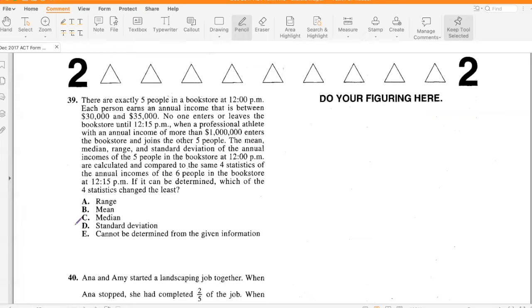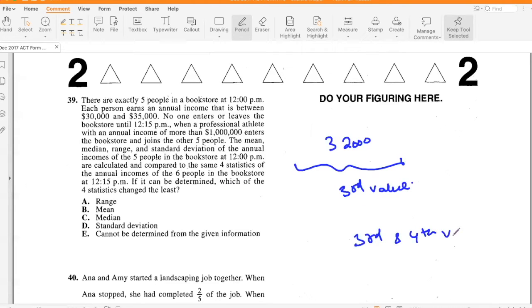So I think the median would change the least, right? Because for the 5 people, the median would have been the third value, something like, let's say, 32,000. Just a guess. And then when this athlete who earns $1 million comes, for the 6 people the median would be the average of the third and fourth values. But the third and fourth values are still in this range, so this would change somewhat, but not much.